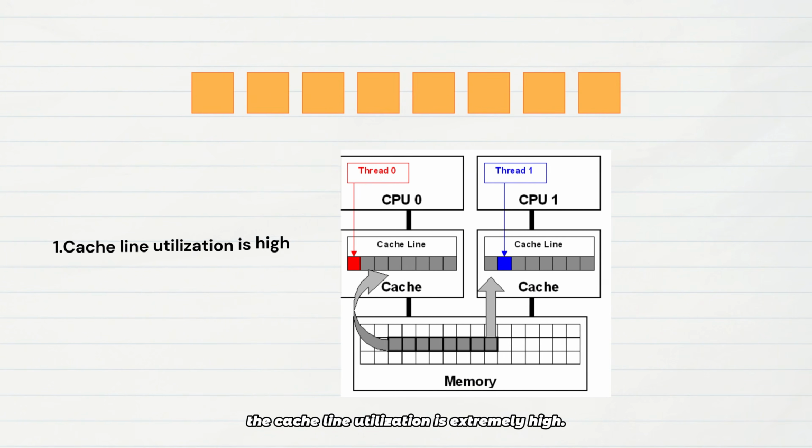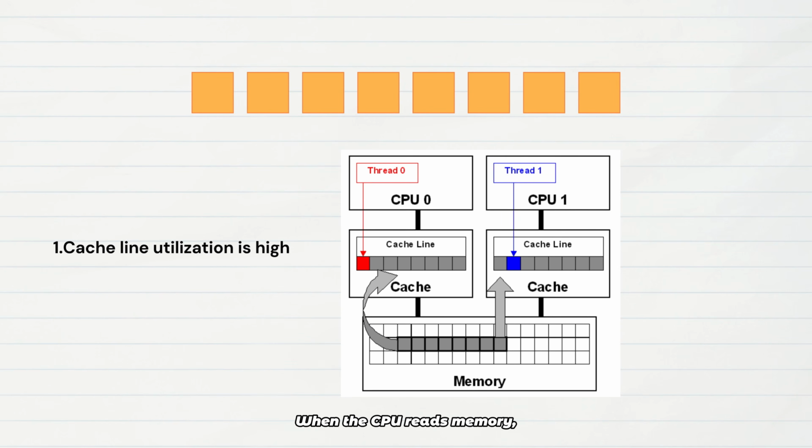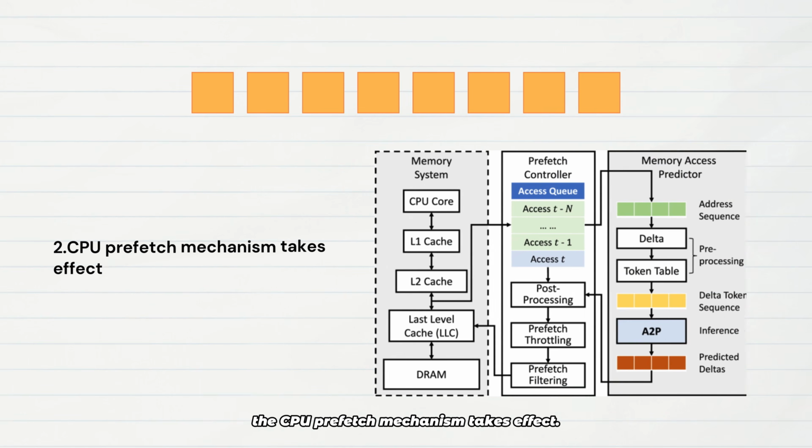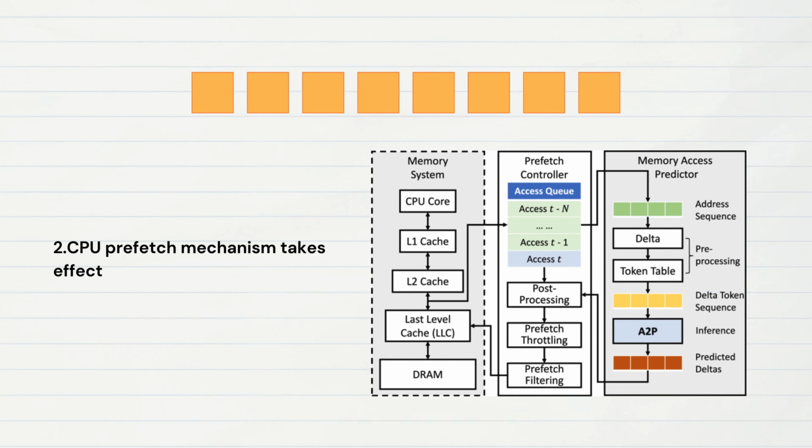First, the cache line utilization is extremely high. When the CPU reads memory, it loads adjacent memory data into the cache together. Vector stores continuously. After accessing one element, the next element is probably already in the cache, and the cache hit rate is maximized. Second, the CPU prefetch mechanism takes effect. The CPU will predict that you will access the next element next, load the data into the cache in advance, and further improve the speed.